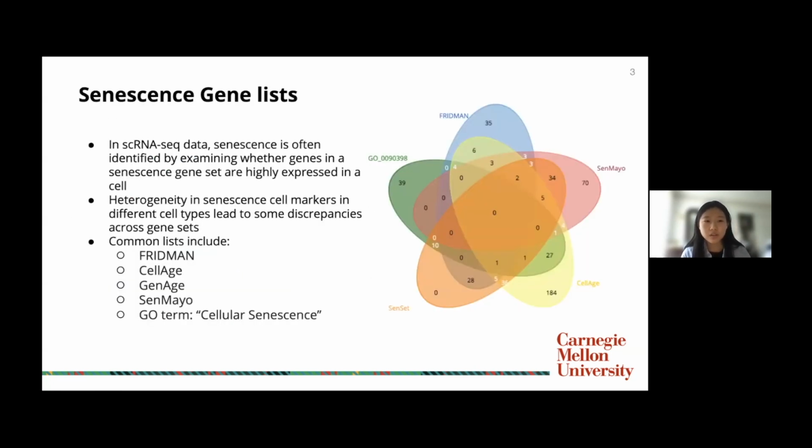Besides lab-based hallmarks, in computational work with single-cell RNA sequencing data, senescence is often identified by examining whether genes in a senescence gene set are highly expressed in a cell. Heterogeneity in senescent cell markers across different cell types and organs can lead to some discrepancy across gene sets. Some common gene lists include the Fridman cell age, GenAge, SenMayo, and GO term analysis.